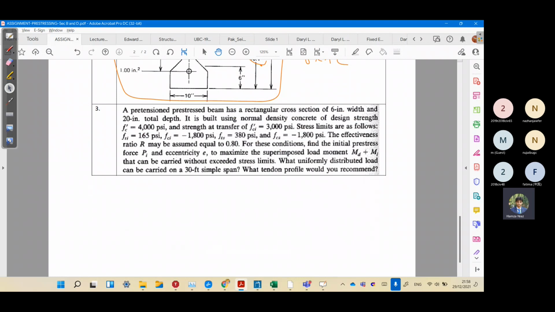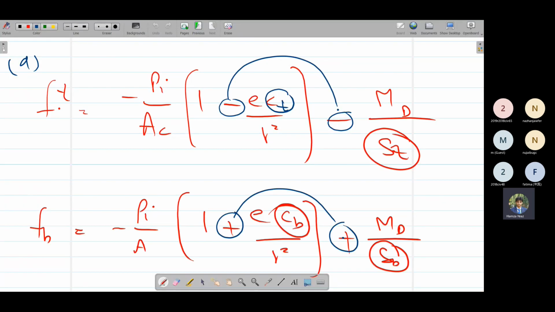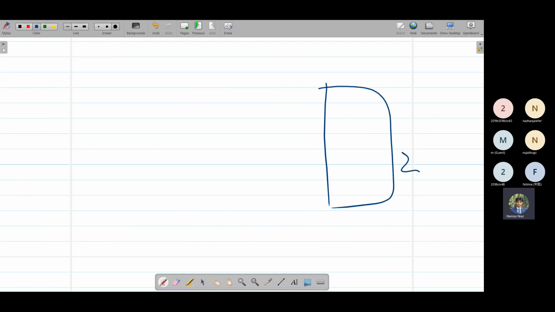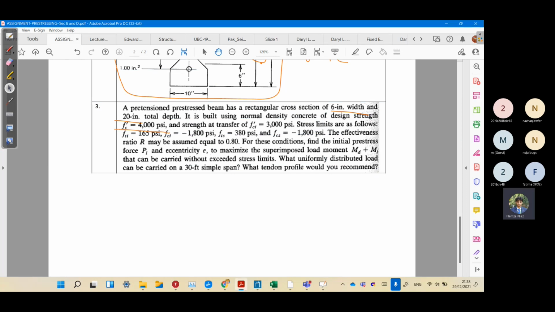So for the last one, this is a bit different. They have given us the section with 6-inch width and 20-inch depth, and we have FC prime as 4000 and FCI as 3000. The difference is only that we do not know PI and E. We have to calculate this PI and E.